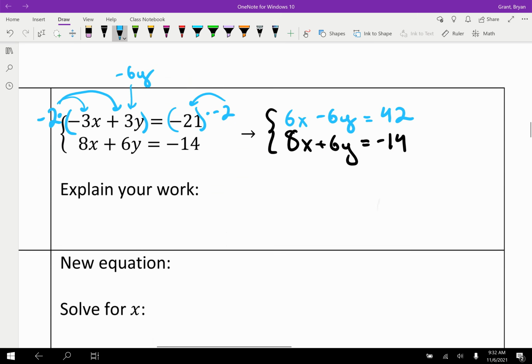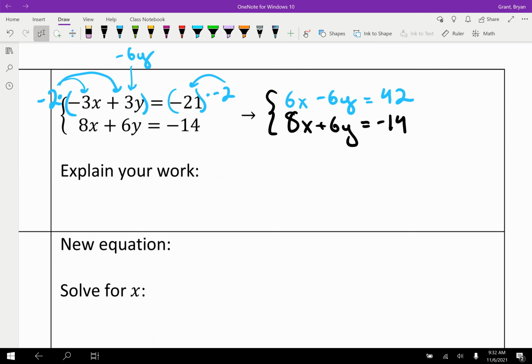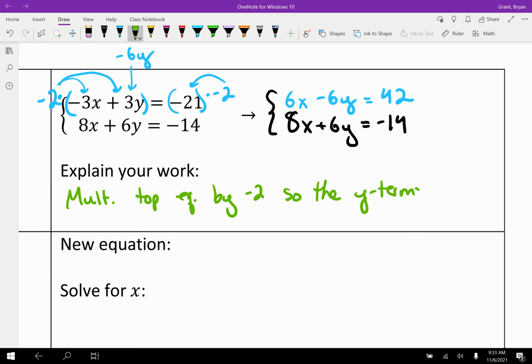Now we ask ourselves that same question again. Our x's are lined, y's are lined, equals are lined. Will something cancel out? And the answer is yes, the y's will cancel this time. So, as an explanation for our work, we multiplied the top equation by -2, so the y terms will cancel.